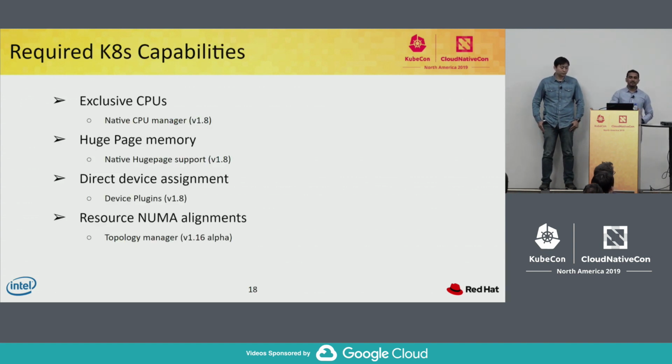So the required capabilities needed in Kubernetes start with exclusive CPU. Kubernetes should be able to give the workload exclusive CPU access, and also huge page memories and direct device assignment for SR-IOV kind of devices, so that the pod can get exclusive access to those devices as well. And all of these resources need to be aligned with NUMA, so you don't end up in a multi-socket system with CPU and memory in one NUMA socket and your device in a different NUMA zone. So there is no crossover.